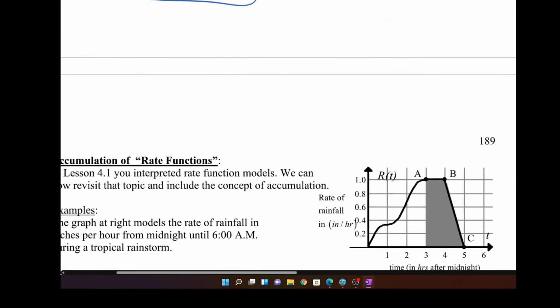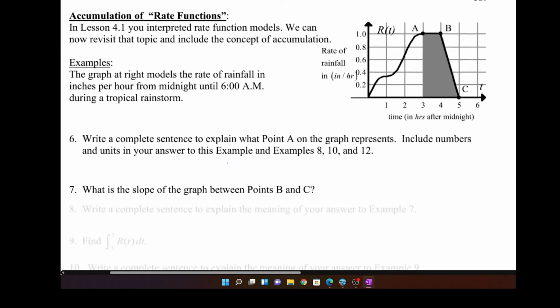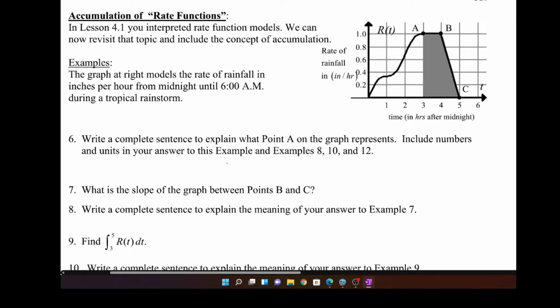Okay. So then, flippy, we go to accumulation of rate functions. In lesson 4.1, we interpreted rate function models. We can now revisit that topic and include the concept of accumulation. So I've got this graph right here where I've got time in hours after midnight going that way. I've got the rate of rainfall, meaning how much rain is falling. And that's this axis right here. And they're calling that R of t. It's a function of time. So it's doing it from midnight until 6 a.m. with this being midnight and that being 6 a.m. I got my tropical rainstorm, very exciting.